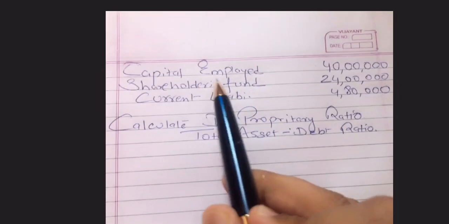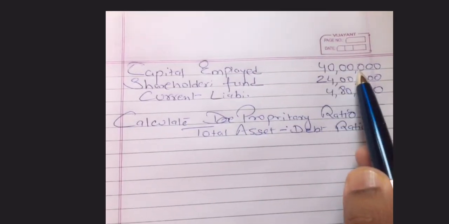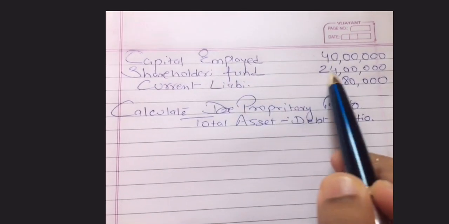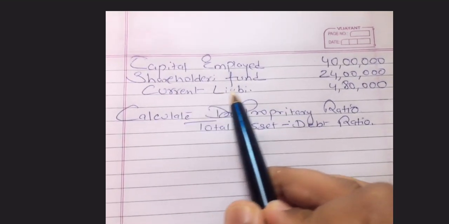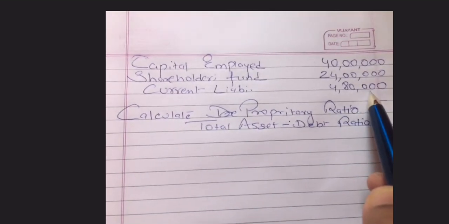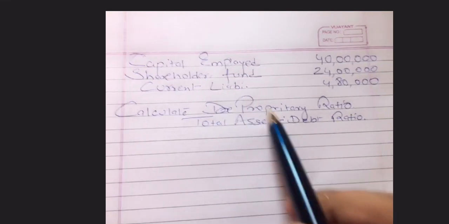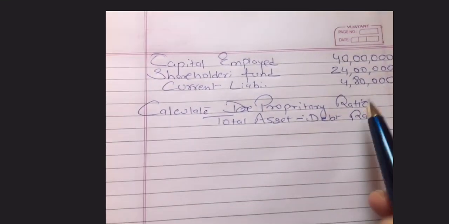Now let's come to a numerical part of this topic, how to calculate this ratio. One question is framed here. We will see this question and try to understand how the ratio is to be calculated. The question given is: capital employed of a business is 40 lakh, shareholders fund 24 lakh, and current liability is 4 lakh 80,000. Now from these three things I have to calculate the proprietary ratio.